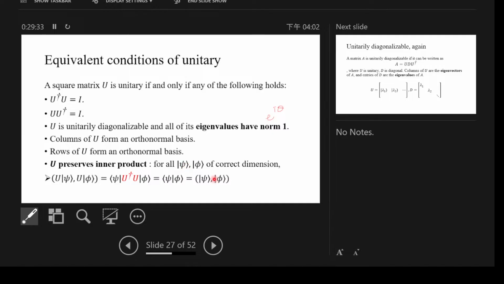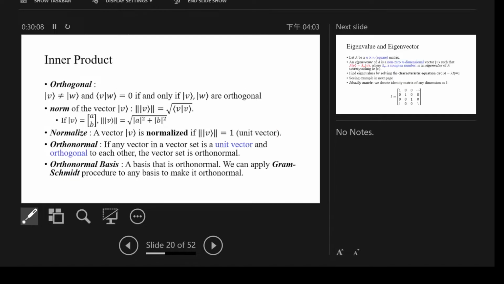You have two different vectors, psi and phi, with the same dimension. Then you apply the unitary on both of them. So you now think about U psi and U phi and their inner product. Then you take the inner product between U psi and U phi, and by our definition of inner product, you take the dagger of this vector, then the dagger of this matrix multiplying with this matrix.